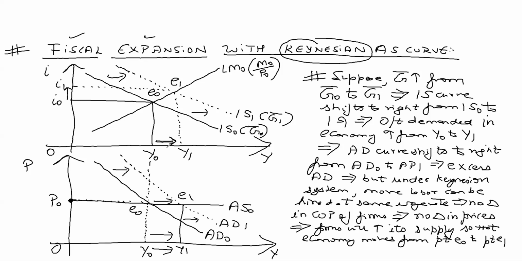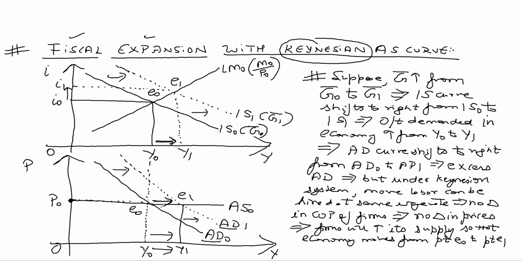As a result, aggregate demand curve will shift from AD0 to AD1, which will lead to excess aggregate demand in the economy. But we are in the Keynesian economy. In the Keynesian economy, firms can hire more labor at the same wage rate. It means no change in cost of production of the firms, no change in prices. It means at the same price, the firms can produce more output so that the economy in equilibrium reaches from point E0 to point E1. Thus, in the Keynesian economy, fiscal expansion is successful in increasing the output in the economy.